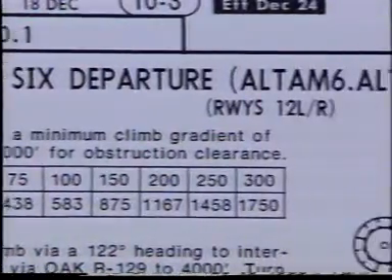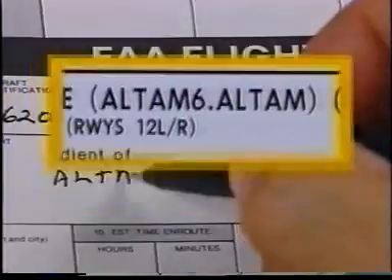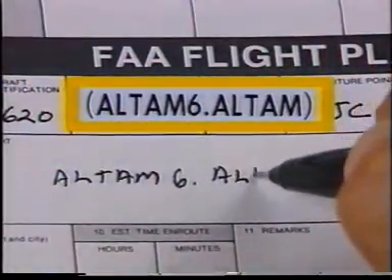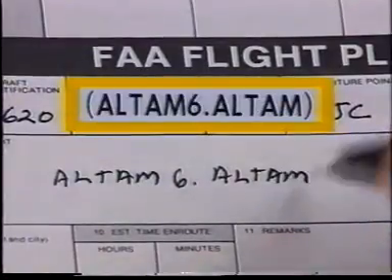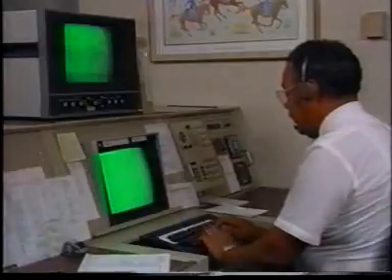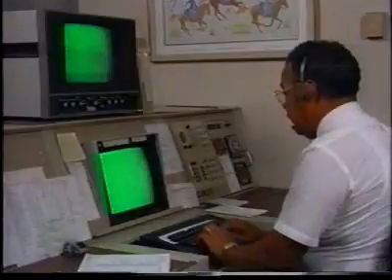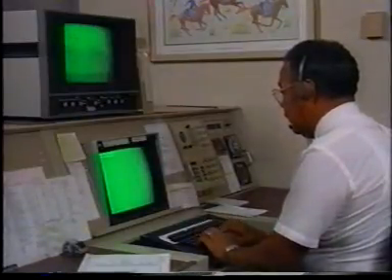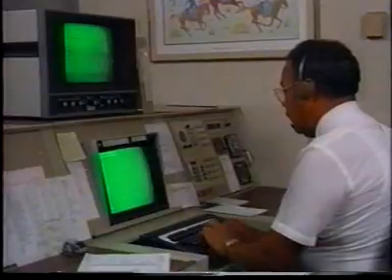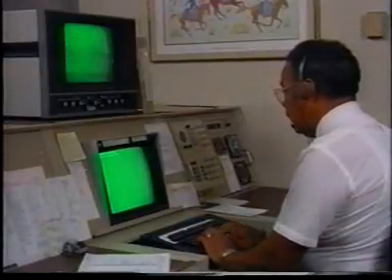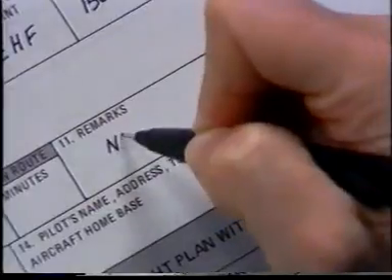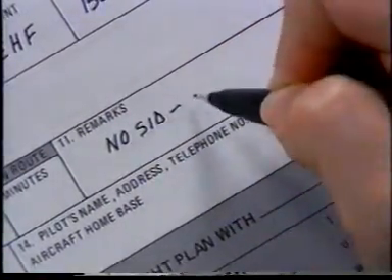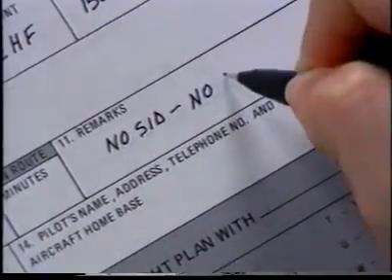When filing for an instrument flight and using a SID, you should list the departure code, shown in parentheses, on your flight plan. The use of this code facilitates the acceptance of your flight plan by the Air Route Traffic Control Center's computer, which in turn expedites your IFR clearance. If you do not want to use a SID or STAR, indicate no SID, no STAR in the remarks section of your flight plan.